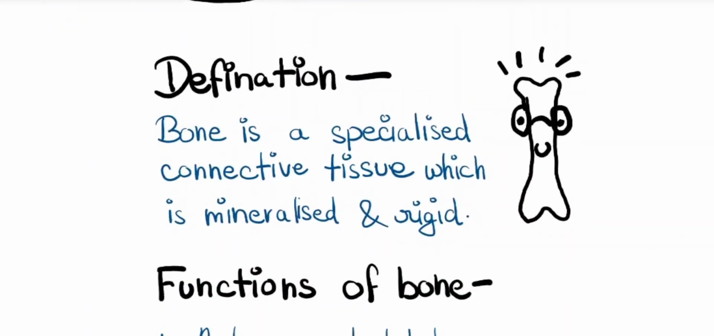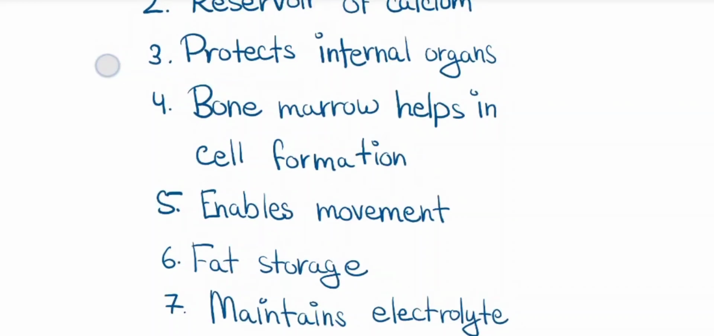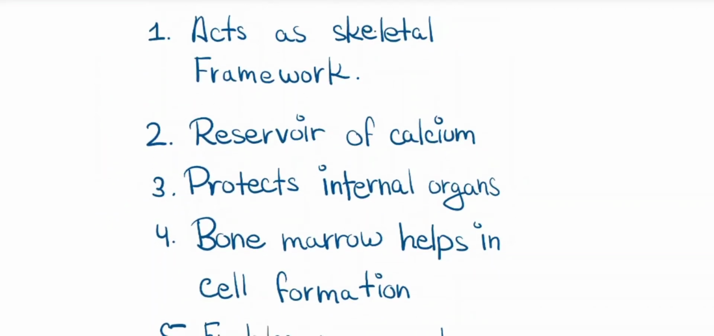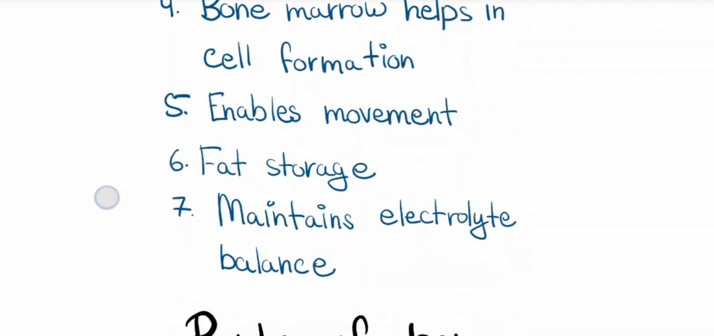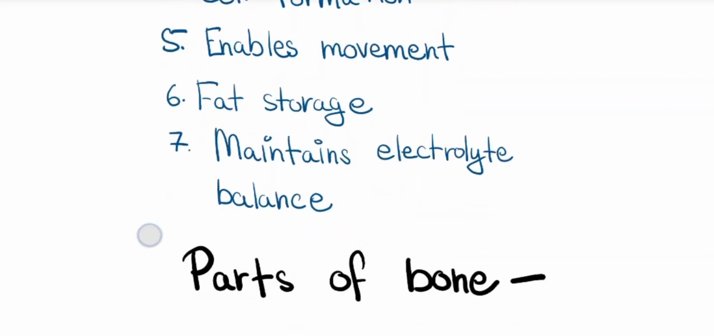Definition of bone. Bone is a specialized connective tissue which is mineralized and rigid. Function of bone. It acts as our skeletal framework. It helps with movement. It acts as a reservoir of calcium, protects our internal organs. Bone marrow also helps in cell formation, fat storage, and it also maintains electrolyte balance.